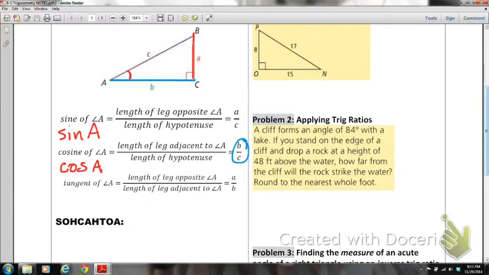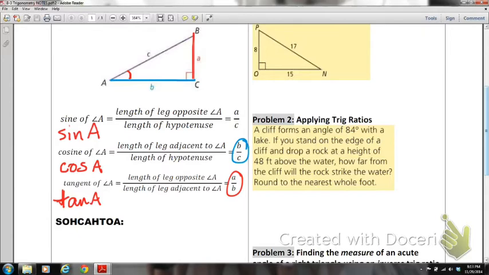And then finally you have tangent. So the tangent of angle A is going to be the length of the leg opposite angle A, which is lowercase a, over the length of the leg adjacent to it, which is the lowercase b. So tangent of angle A is going to be the fraction or ratio a over b.